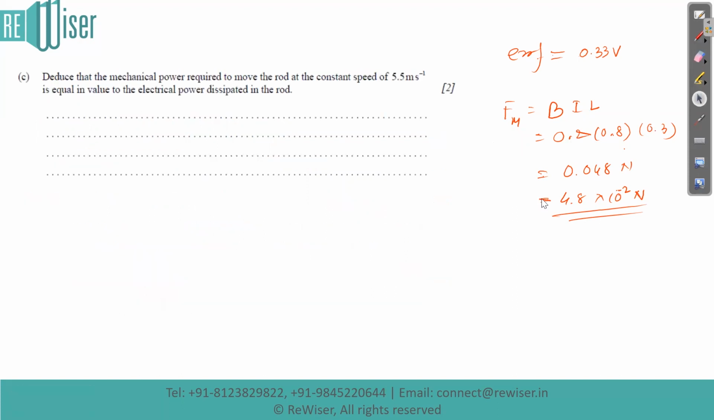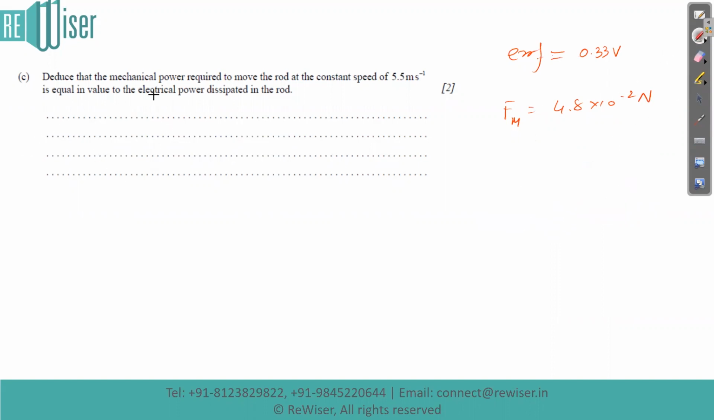Now they're asking, deduce that the mechanical power required to move the rod at constant speed, with speed 5.5, is equal to the electrical power dissipated in the rod. So I'll write down here 4.8 into 10 to the power minus 2 newtons. This is the force applied backwards to resist the motion.